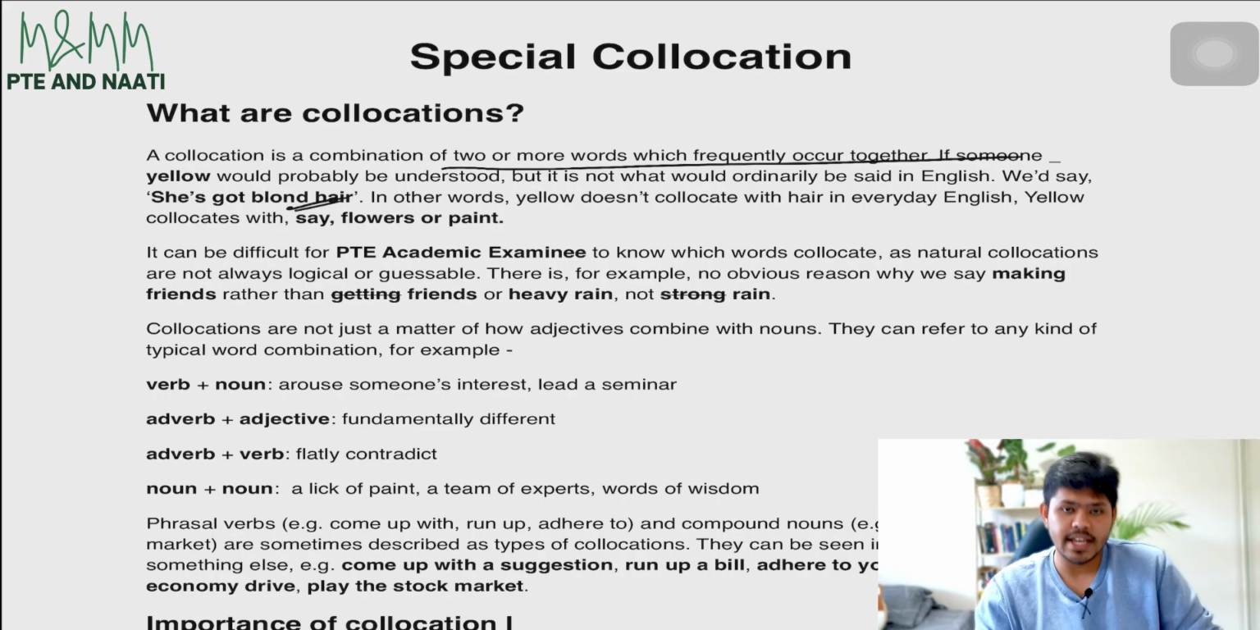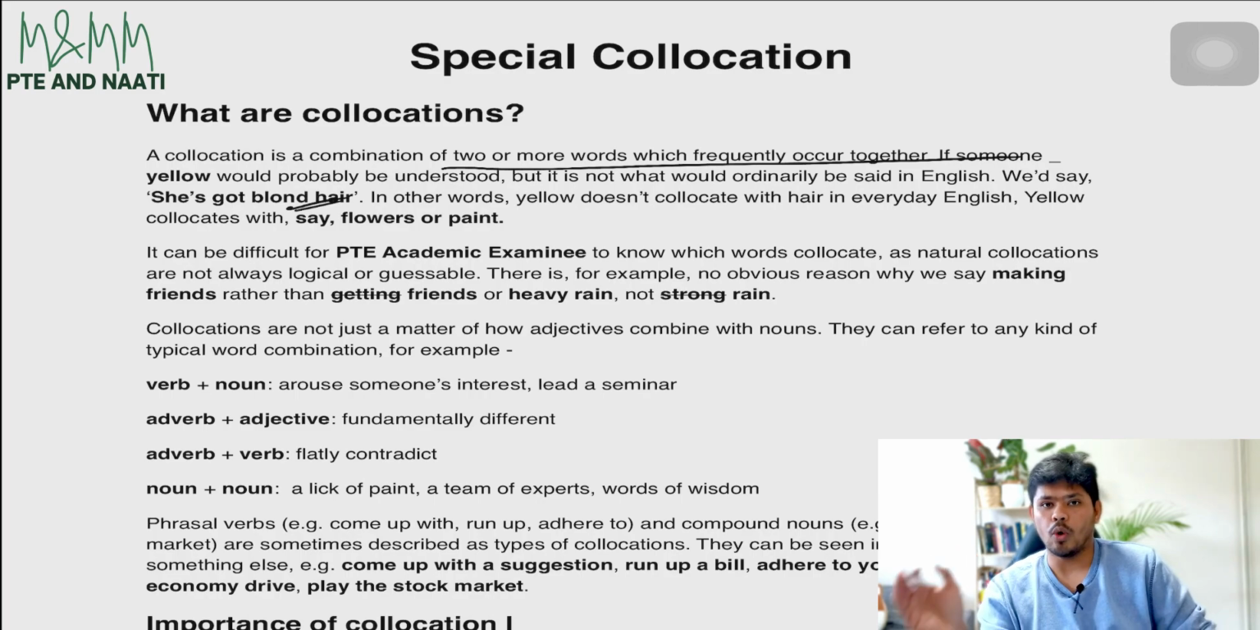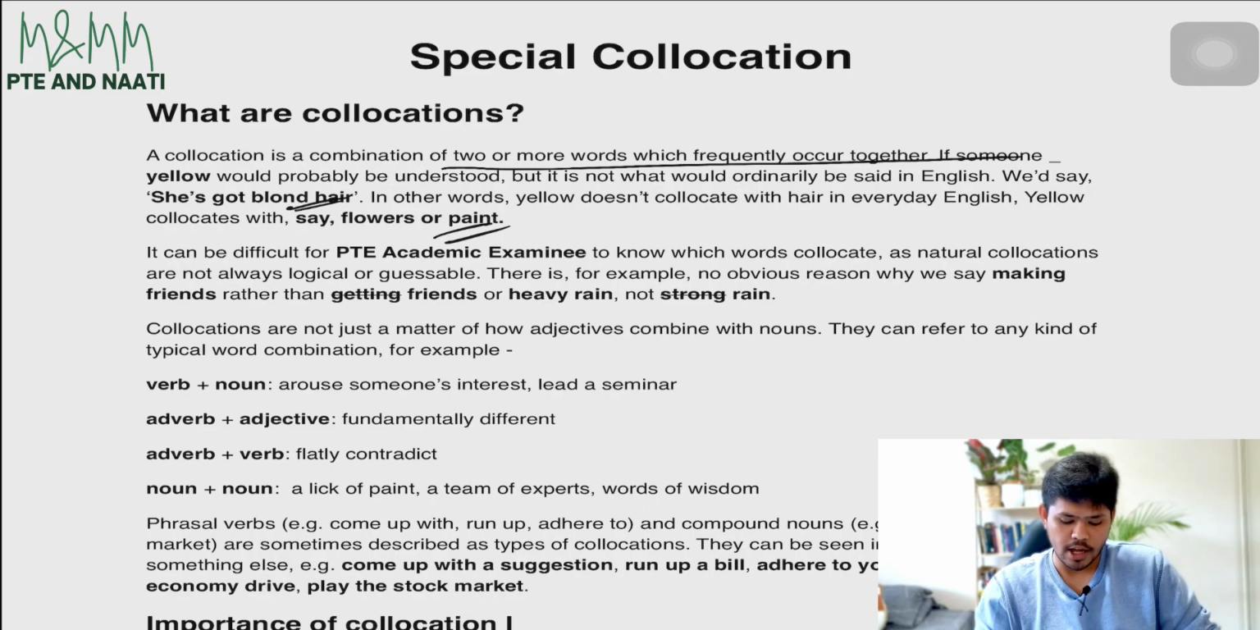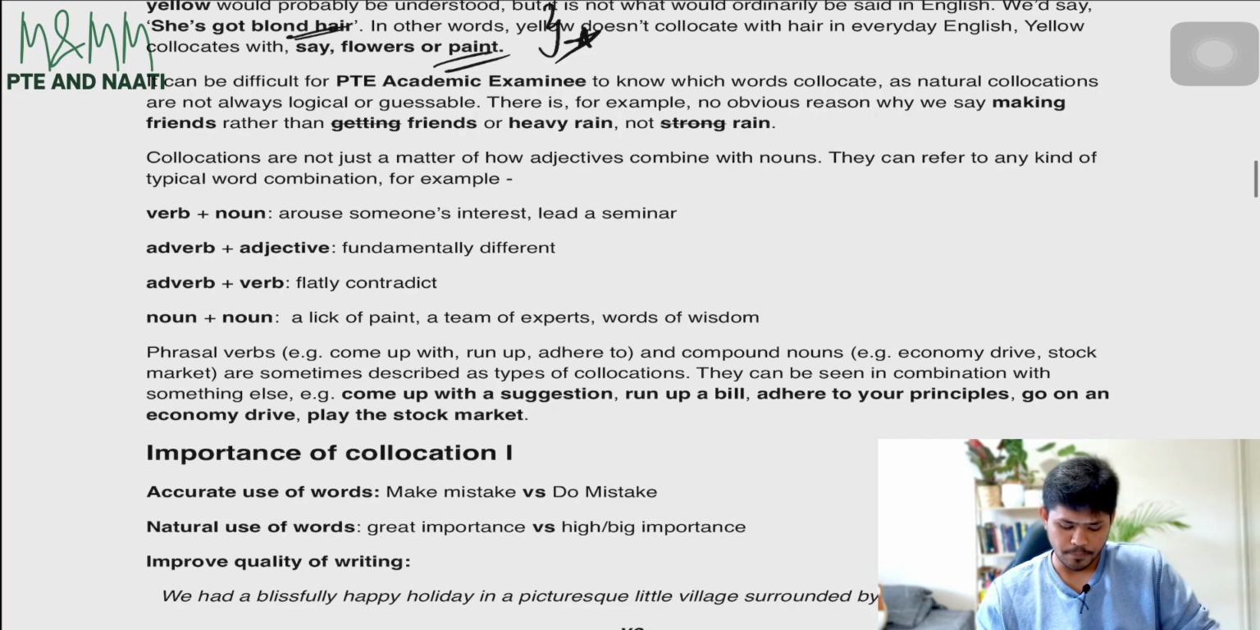Why can't we say yellow hair? Because the color is yellow. When the same yellow color is on the wall as paint, we say yellow paint. Or if a flower is of yellow color, we say yellow flower. Then why, when the same color yellow is on the hair, do we say blonde? Because that is a collocation, blonde hair. And we cannot say yellow hair. So I hope you understood a little bit more about collocation here.